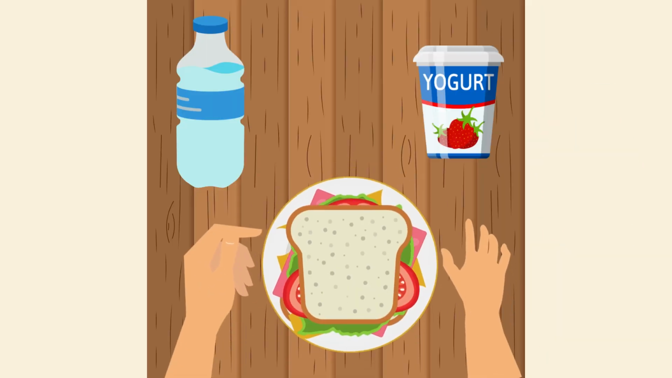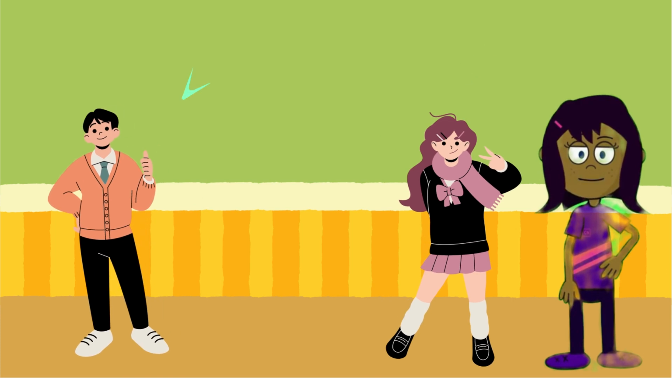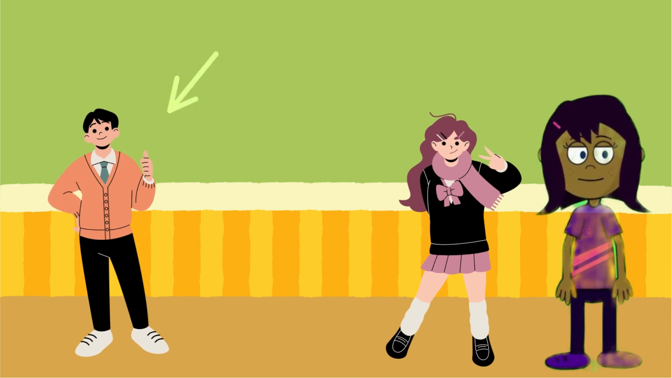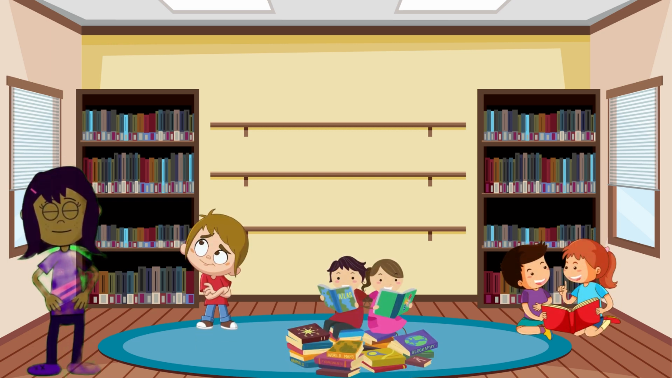This is my meal. I have a sandwich on my plate, then I also have a cup of yogurt too. I also have a bottle of water. These are my friends. This is Nina and that is Nino. They are my classmates. This is our school library.